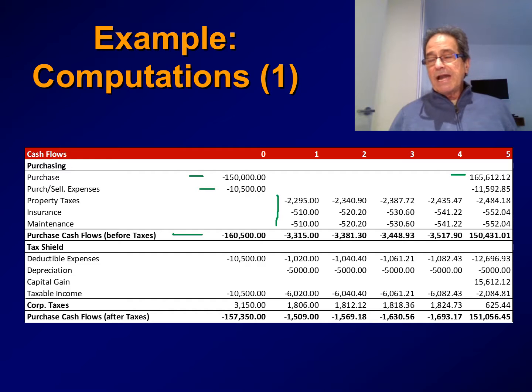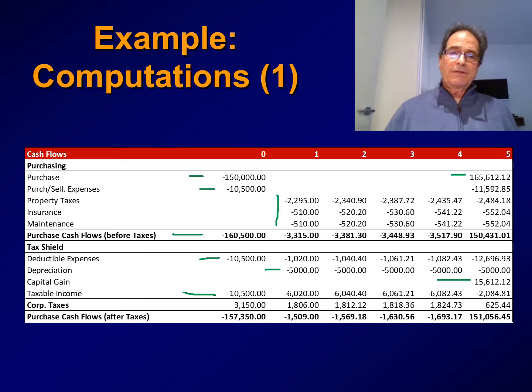But of course, we now have to add tax considerations. So first, we know which are the deductible expenses. We also know that depreciation affects taxes, and the other aspect to take into account is the capital gain of selling the property in year 5. So if we add all this up, we obtain the taxable income. This is the income on which we will apply the corporate tax rate.